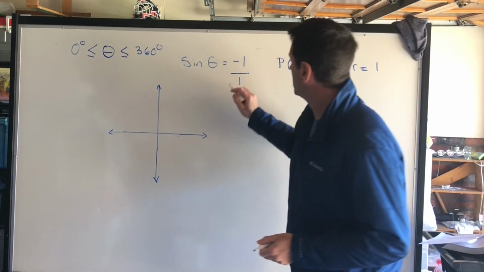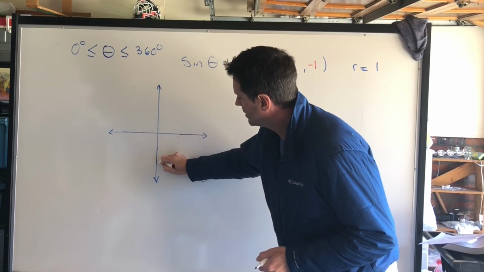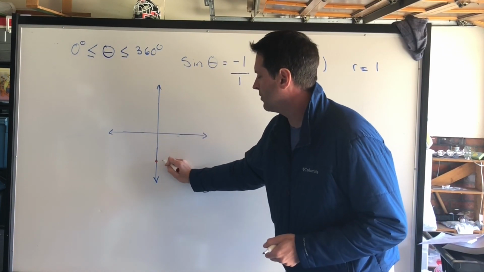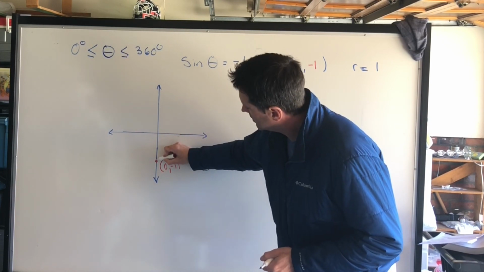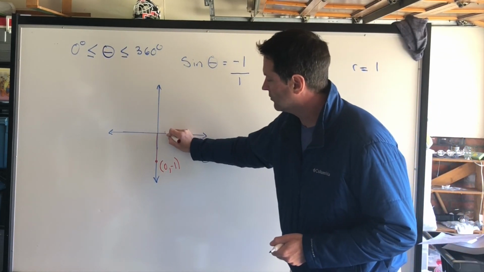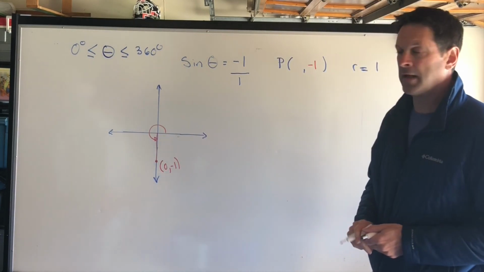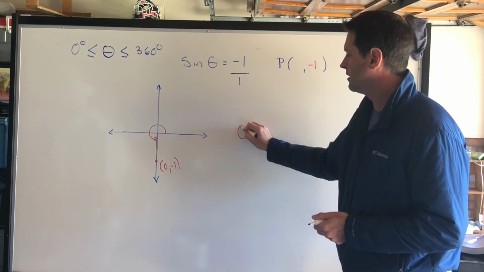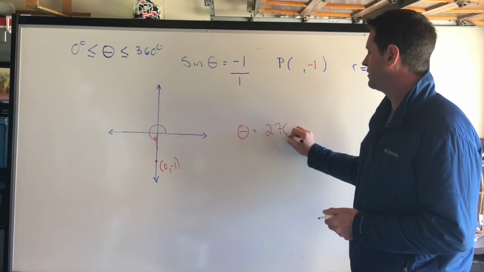That's only possible if the terminal arm passes through the point 0 and negative 1. And for the terminal arm to be 1 unit long, that is the only possibility. Our angle in standard position is right there. That angle, theta, is equal to 270 degrees.